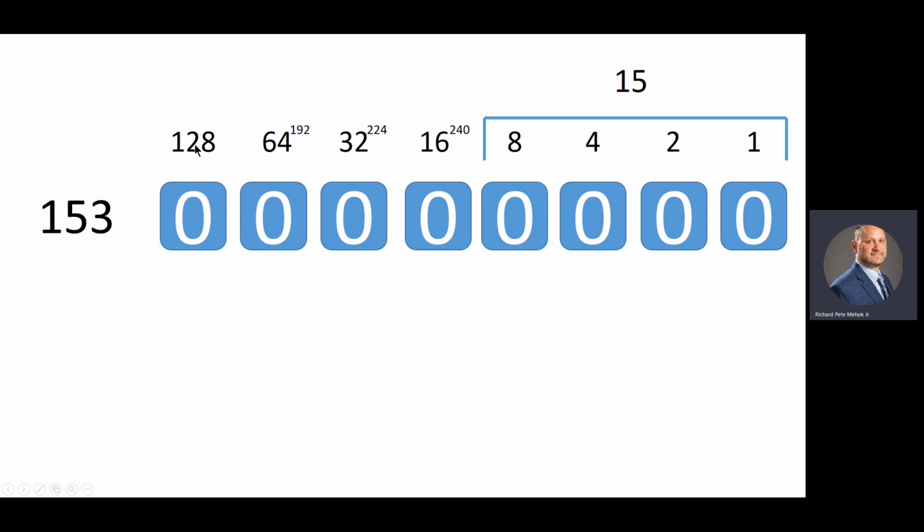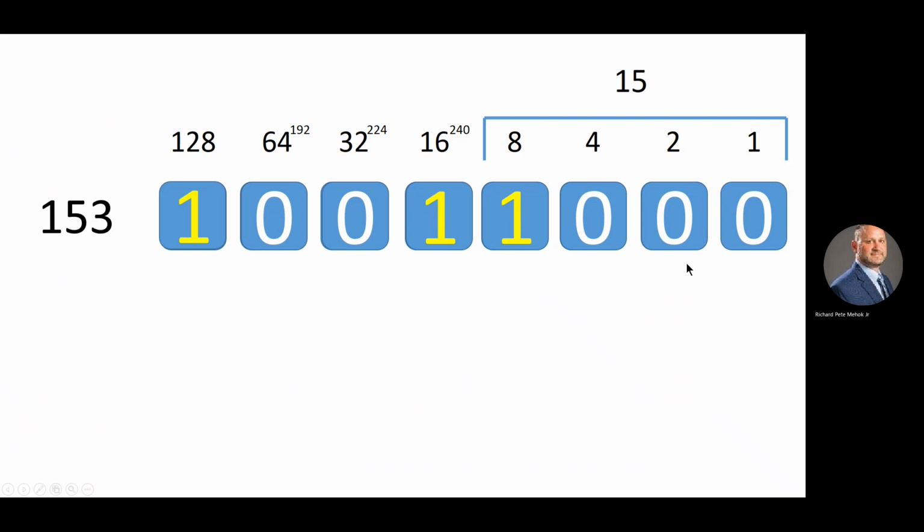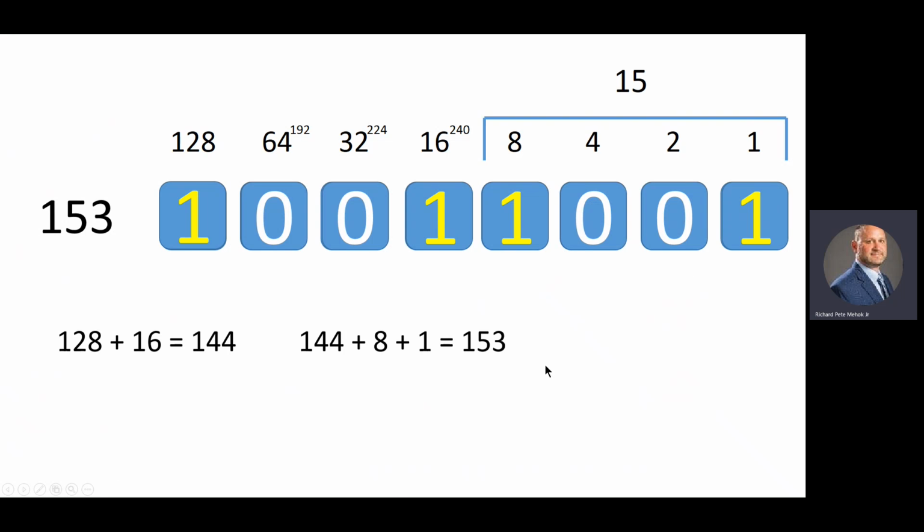153, so we definitely need the 128 on. We don't need a 64 on. We do not want the 32 on, that's 160. And then 128 plus 16 is 144. And then 144, I need 9. So it'd be an 8 and a 1. There you go. So I get the big number, and I go down to the smaller numbers here, the 8 and a 1.